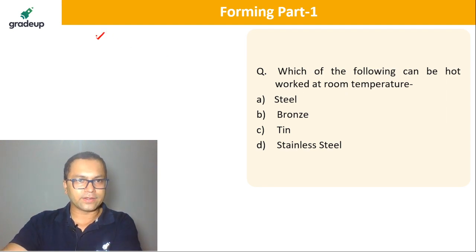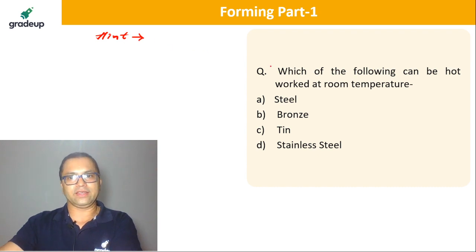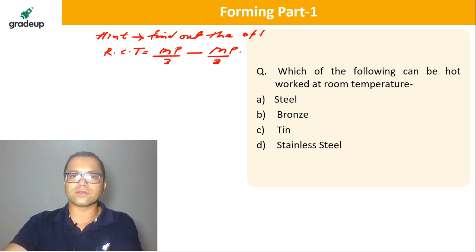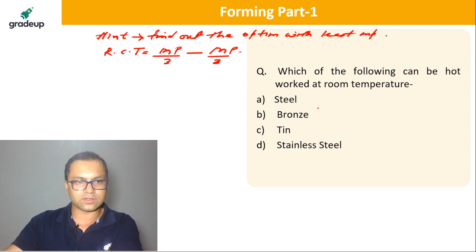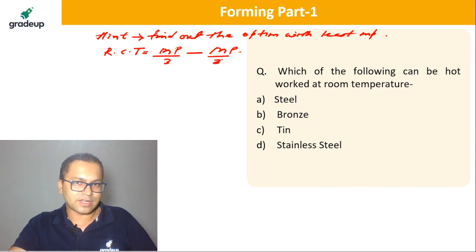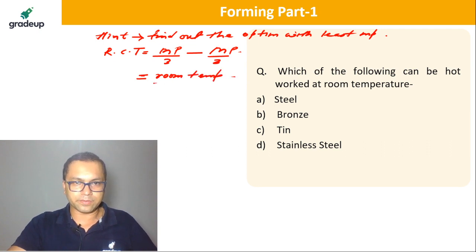Let me give you a hint. There's a relationship: recrystallization temperature is nothing but melting point upon 3 to melting point upon 2. This is not minus. The hint is to find out the option with the least melting point. Which of the options do you think has the least melting point? Because RCT is melting point upon 3 to melting point upon 2, so this should come out to be the room temperature.